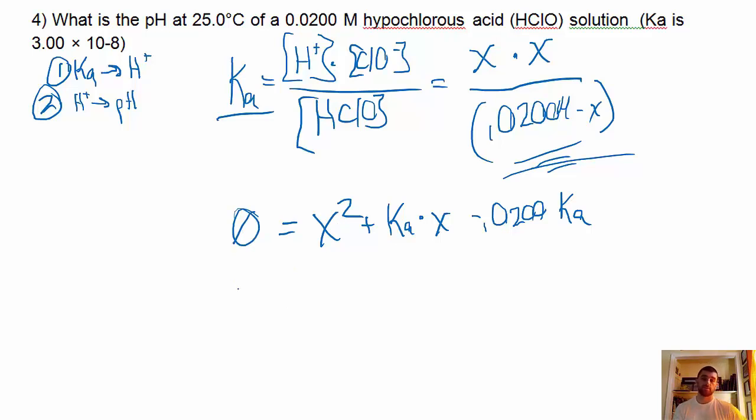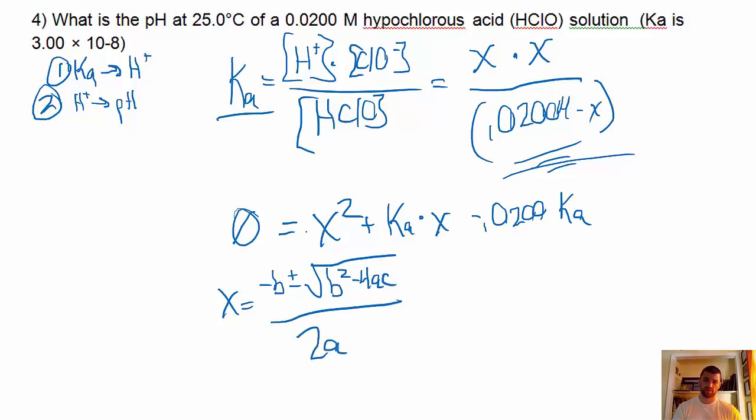So now, going back to trig, where you get X equals negative b plus or minus the square root of b squared minus 4ac all over 2a, where a is 1, b is our Ka, and c is the product of 0.0200 times Ka. So now it's just plug and chug. You're going to get two answers. Only one X makes sense. Usually it's the positive value, because you can't have a negative concentration, right?